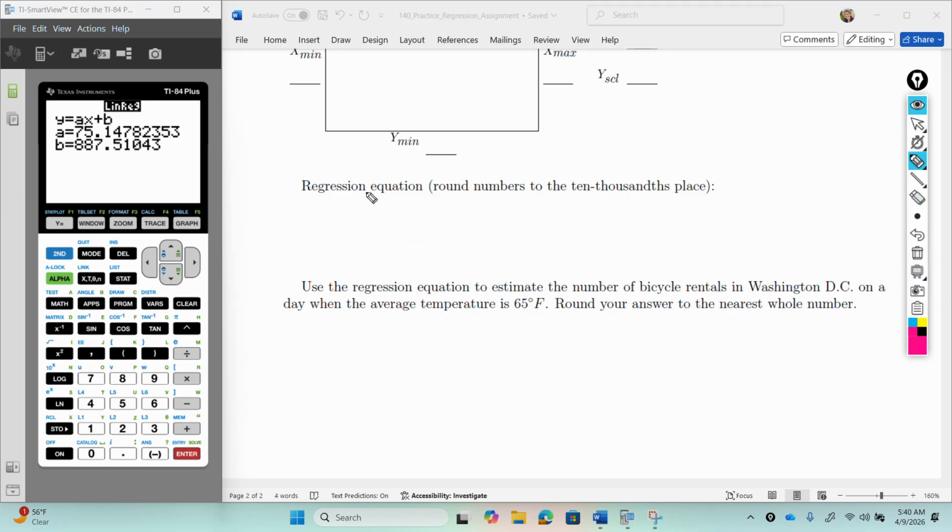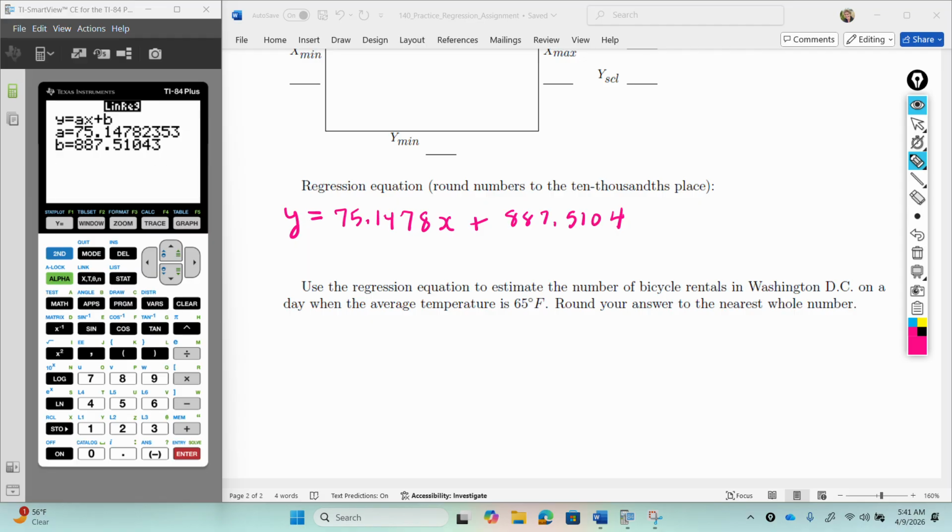Okay, so what this says is y equals, notice I'm still doing this in red, and it says to the 10,000ths place. Well, that means to 4 decimal places. So y is equal to a, which is 4 decimal places, is 75.1478 times x plus b. And b to 4 places is 887.5104. Now, this is the regression equation that your calculator gives to you.